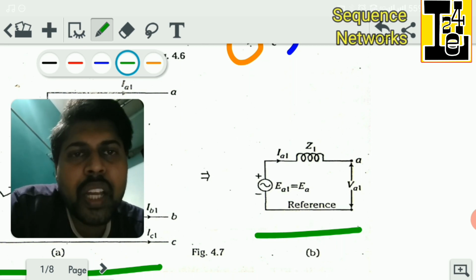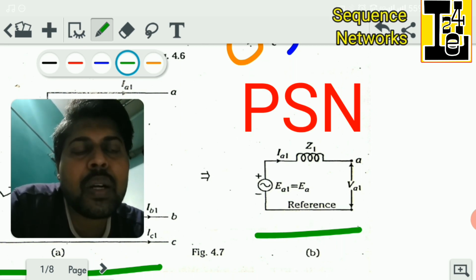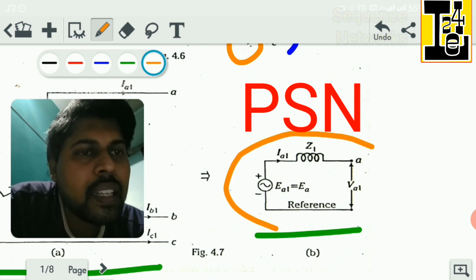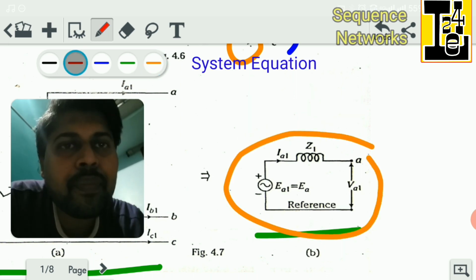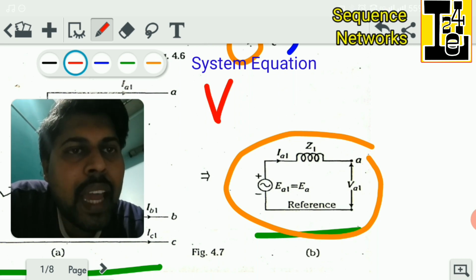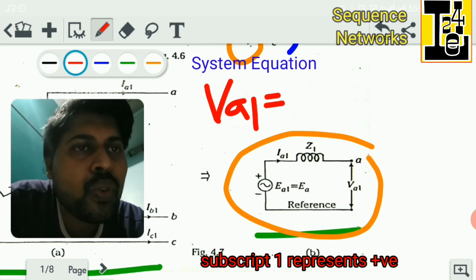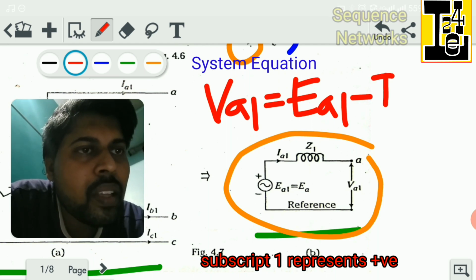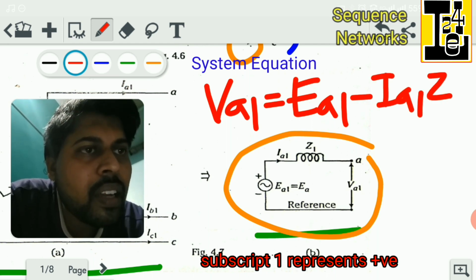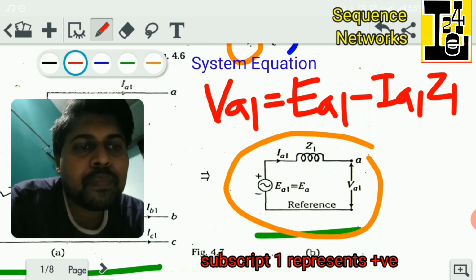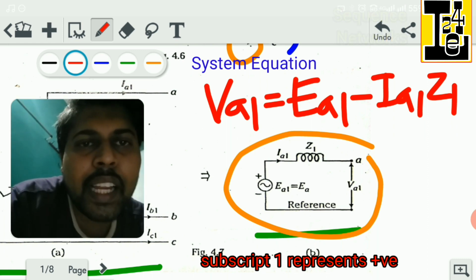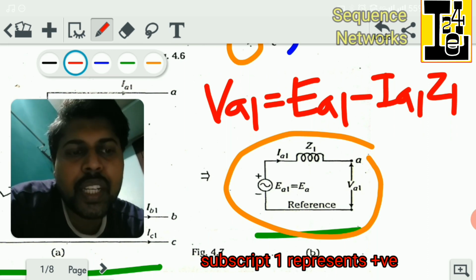The system voltage equation that holds good for the positive sequence network is VA1 = EA1 - IA1 Z1. This is the system equation for the positive sequence network of a synchronous generator.